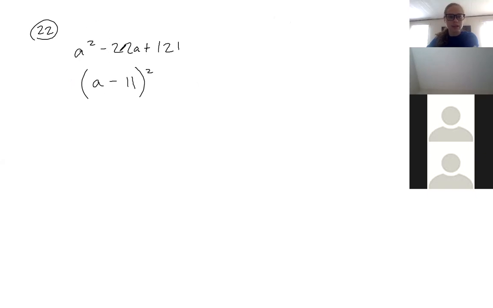This is a negative, a minus, and a plus, so we're going to have a minus b, all of that squared. This is your b squared value. This is your a squared value, so we have to take the square root to put it in the form a minus b squared. Good. All right.